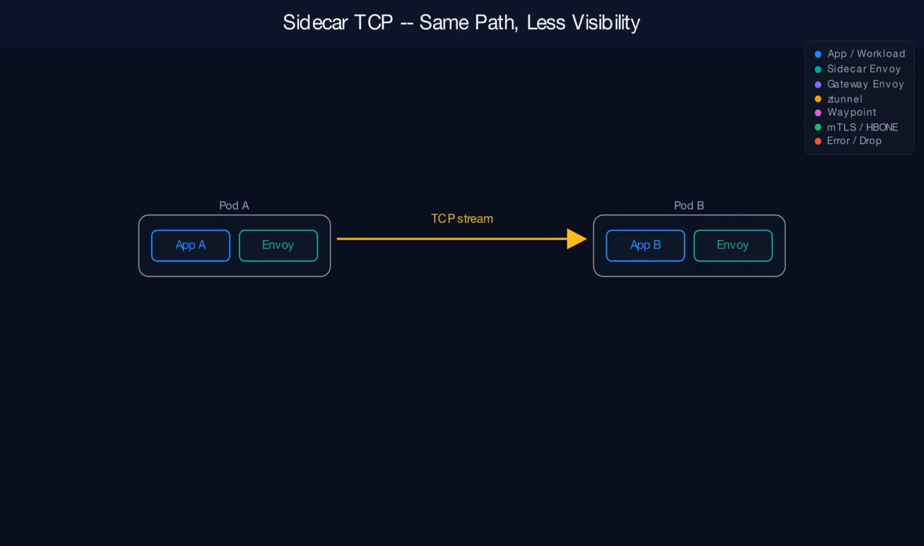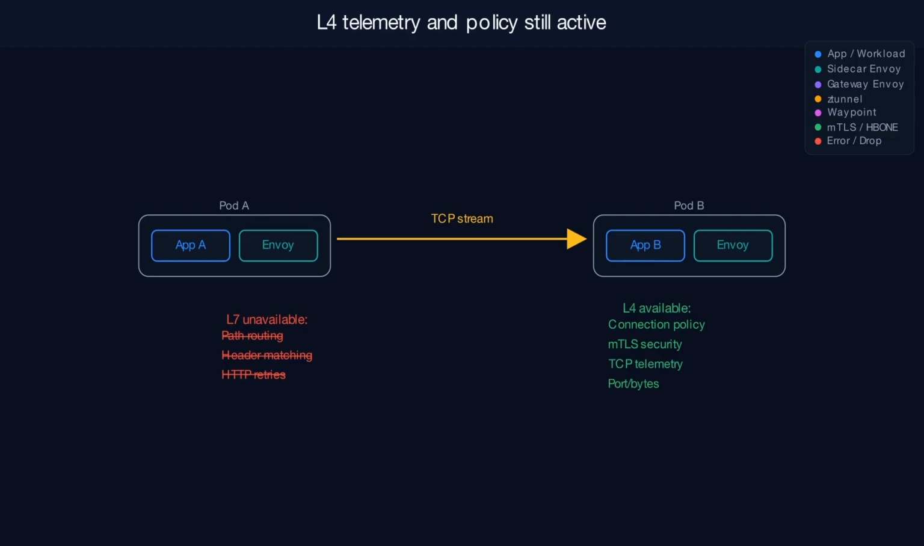The interception model is similar. App traffic is captured, sent through the source sidecar, forwarded to the destination sidecar, and delivered to the app. Think of it as the same highway system, but now the cargo is sealed containers instead of postcards. The checkpoint can weigh and scan them, but cannot read what is inside. Without HTTP parsing, Istio still enforces connection-level policy, provides mTLS transport security, and collects TCP telemetry.